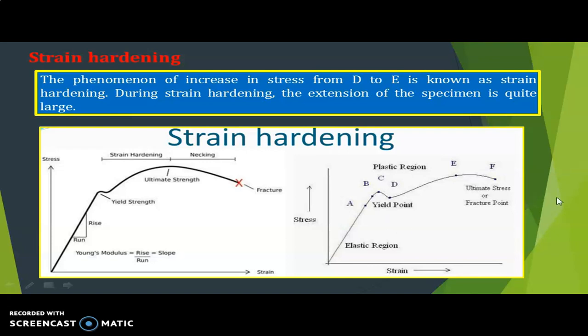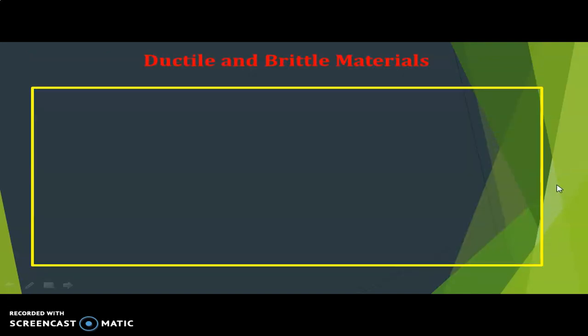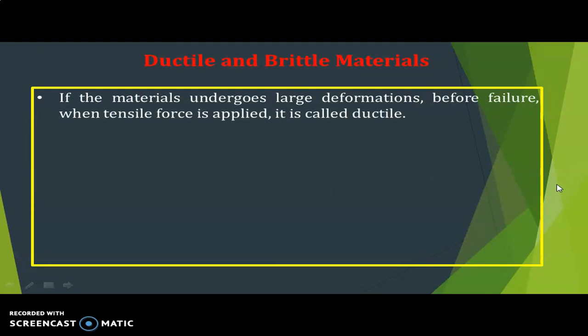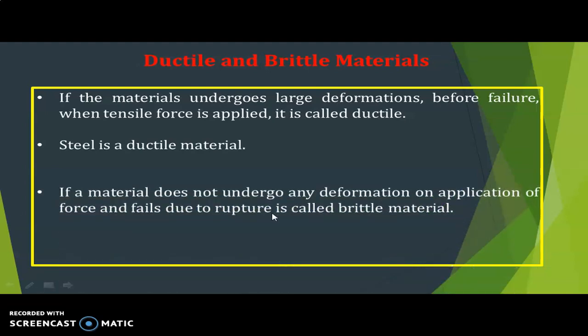Next, we will see what is ductile and brittle material. If the material undergoes large deformations before failure when tensile force is applied, it is called ductile. It means it undergoes deformation before the failure. Steel is a very good example of a ductile material. Just now I told how different processes are involved in the case of steel. The failure doesn't happen immediately. It undergoes large deformation, then the material fails.